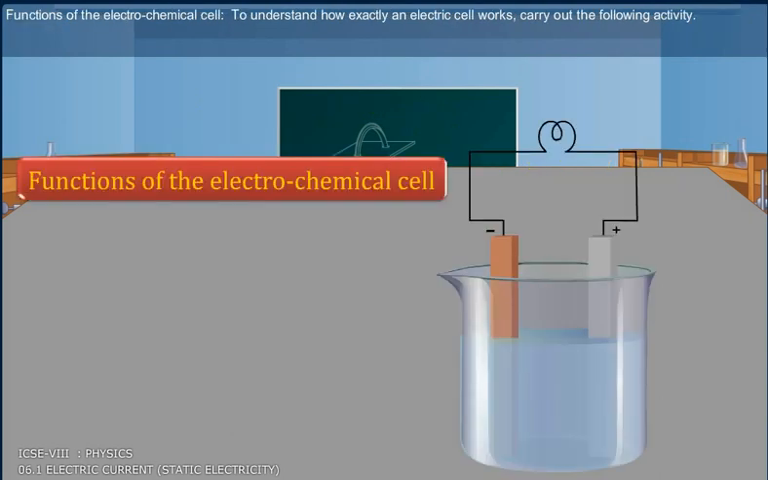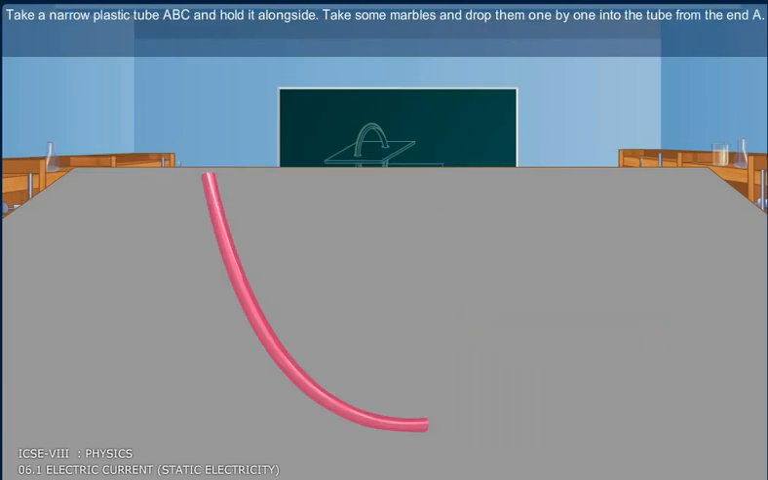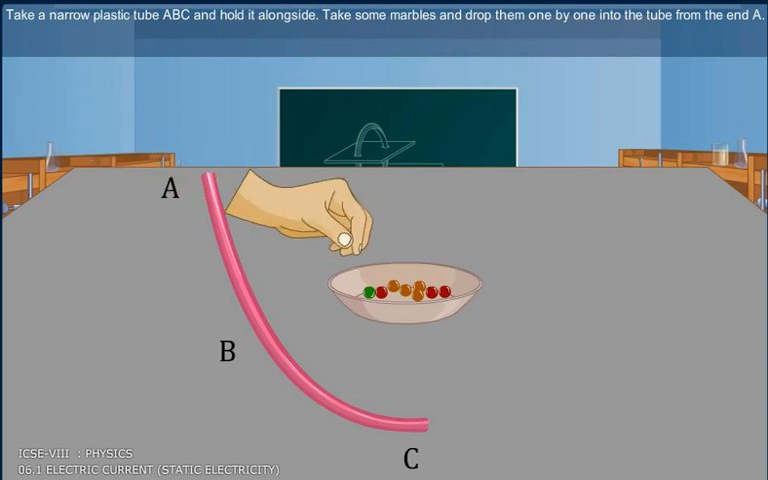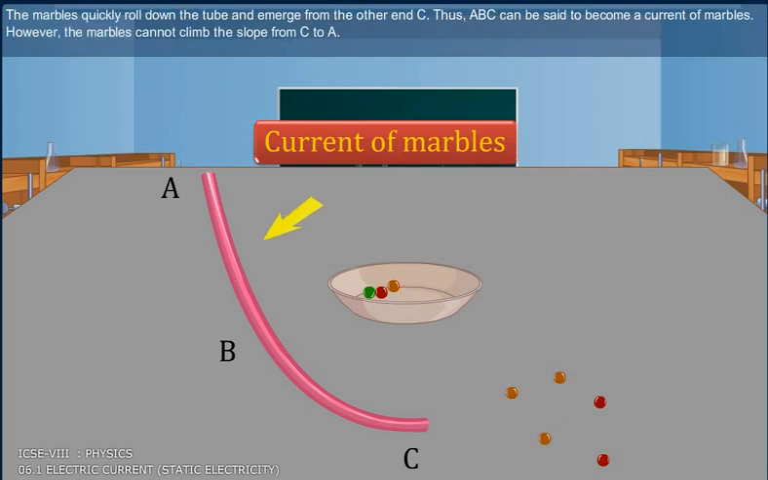Functions of the electrochemical cell. To understand how exactly an electric cell works, carry out the following activity. Take a narrow plastic tube ABC and hold it slanted. Take some marbles and drop them one by one into the tube from the end A. The marbles quickly roll down the tube and emerge from the other end C.